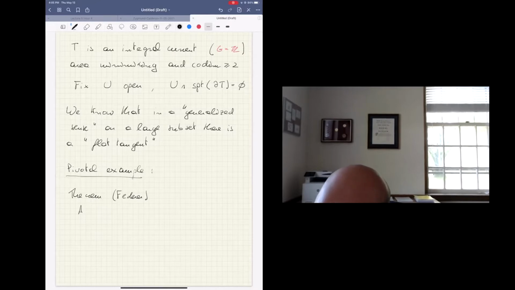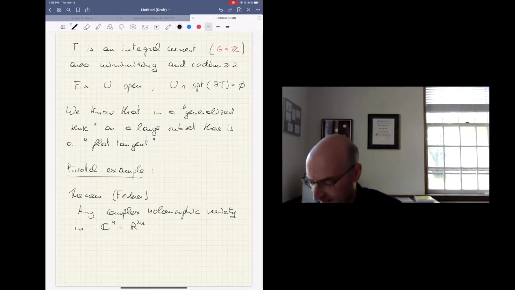any complex holomorphic variety in some complex space, which I'm going to identify with a 2n-dimensional Euclidean space, is area minimizing.